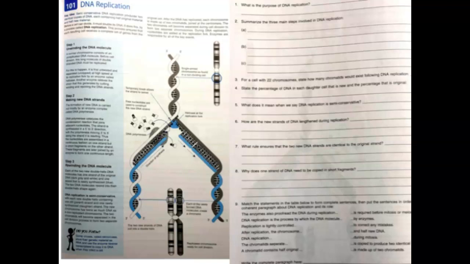Replication is tightly coiled by enzymes. The enzymes also proofread the DNA during replication to correct any mistakes. DNA replication is required before mitosis can occur. After replication, the chromosome is made up of 2 chromatids. Each chromatid contains half original and half new DNA, and the chromatids separate during mitosis. All right, so if you have any questions with that, let me know.